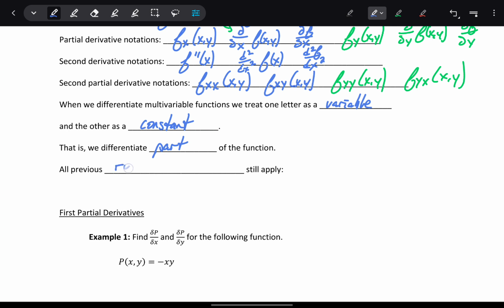But we need to keep in mind that all of our previous rules and properties still apply. All that's changing is that we have more than one independent variable, and we'll be focusing on one of those variables to differentiate with respect to. So that means the sum and difference rule, the product rule, chain rule, quotient rule, all of the previous techniques that we have will be applied to these examples that we look at.